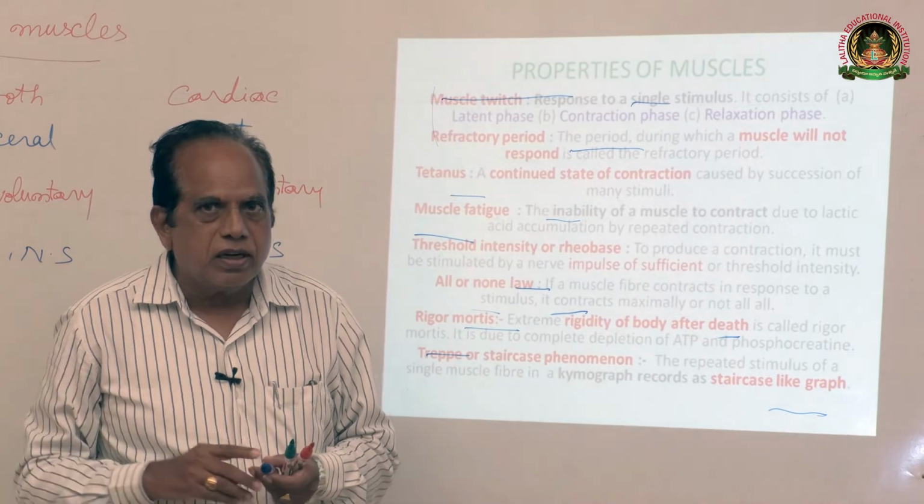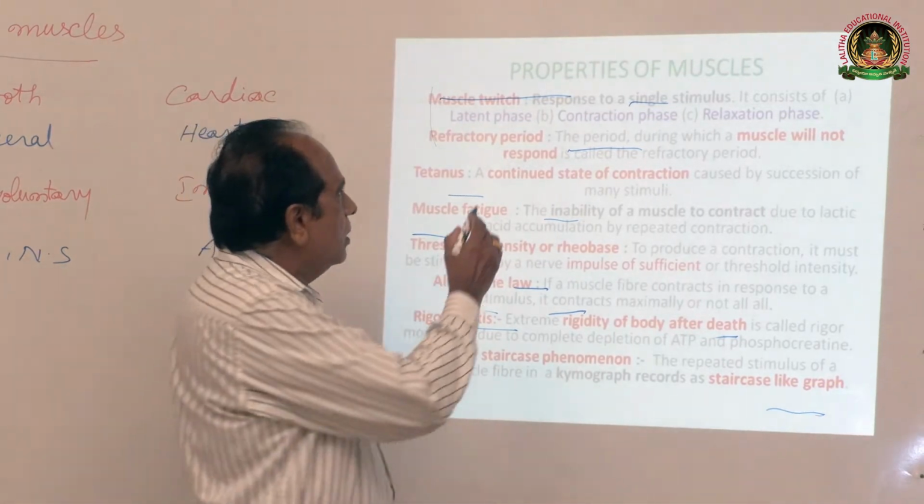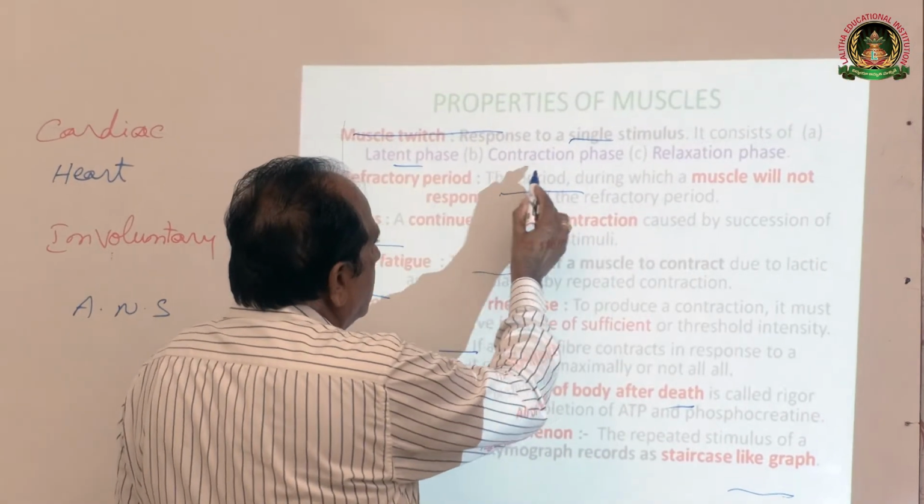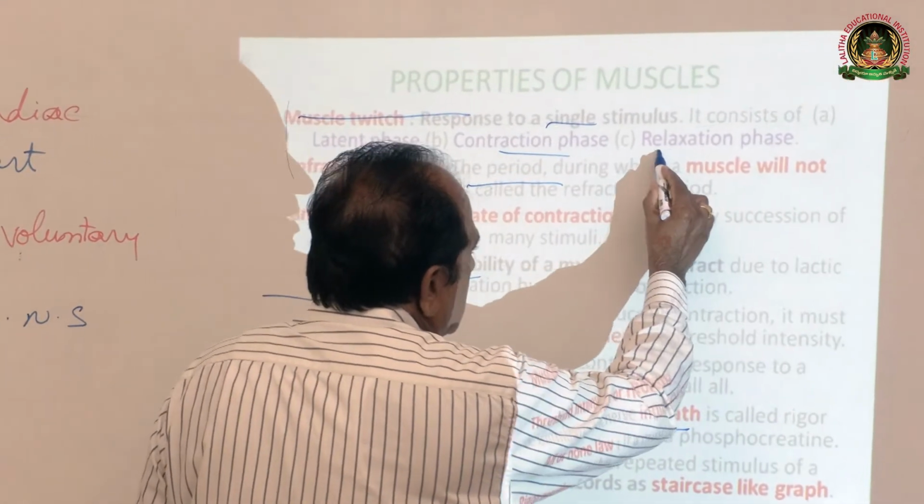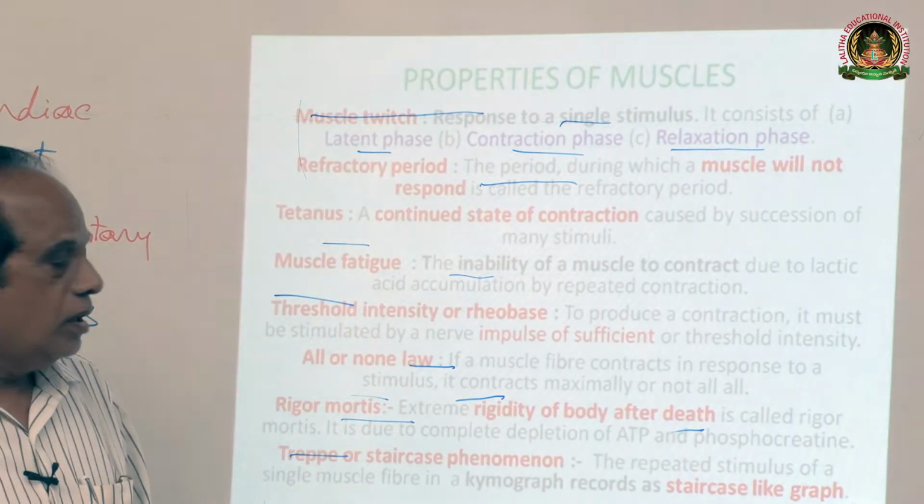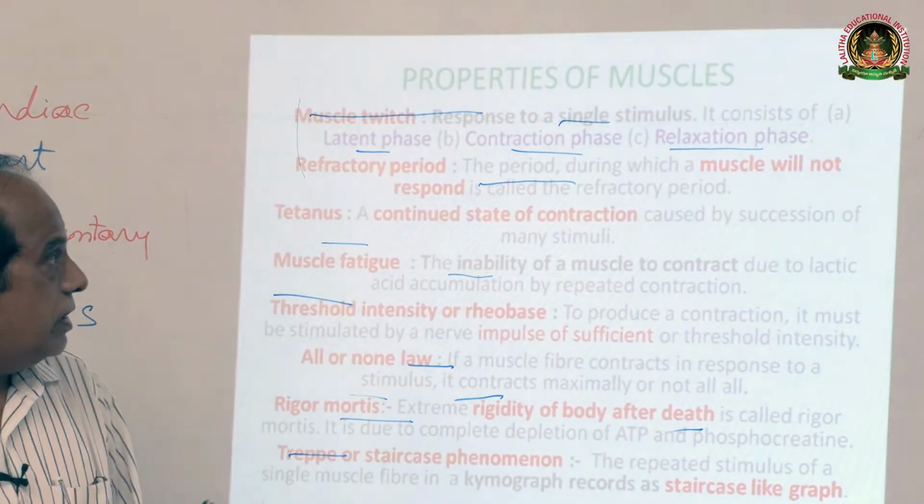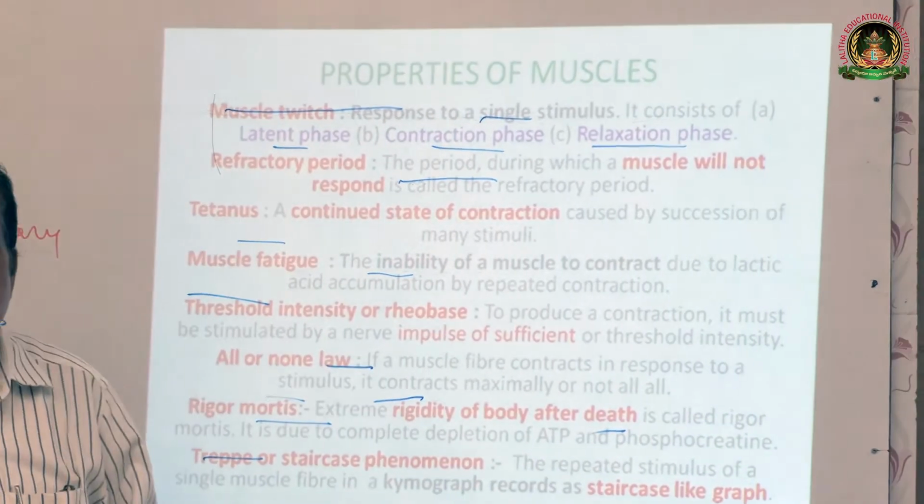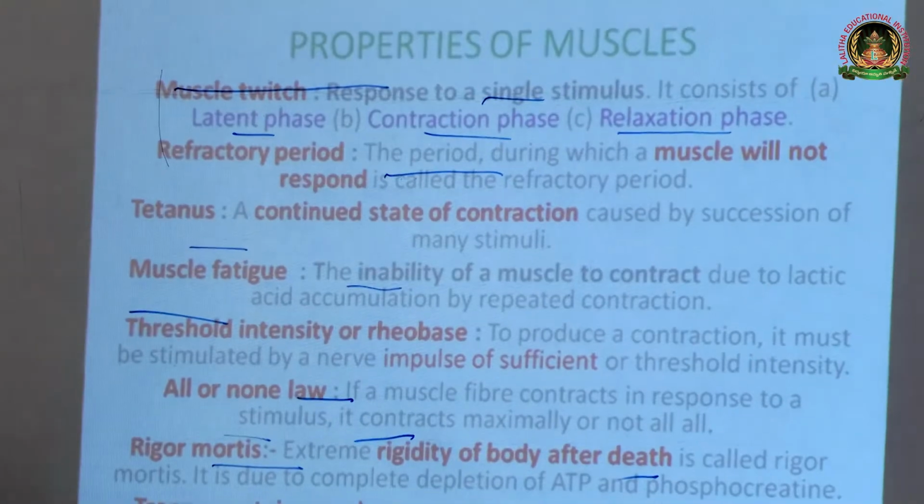And during the muscle contraction, we can come across three different phases, namely latent phase, contraction phase and relaxation phase. In between the contraction phase and relaxation phase, you can come across the latent phase.